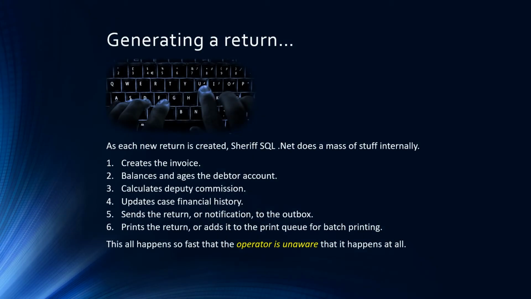After deputies have completed their work, a computer operator generates a new return. As each new return is created, SQL.Net does a mass of stuff internally. Creates an invoice. Balances and ages the debtor account. Calculates deputy commission. Updates case financial history. Sends the return, or notification, to the outbox. Prints the return, or adds it to the print queue for batch printing. This all happens so fast that the operator is unaware that it happens at all. Ray will now show you how a return is created.